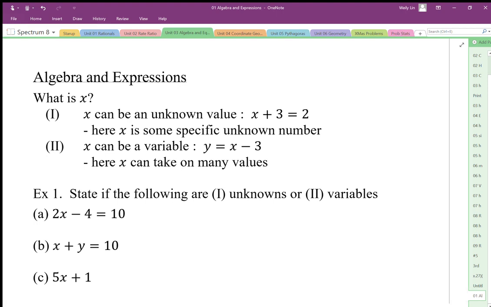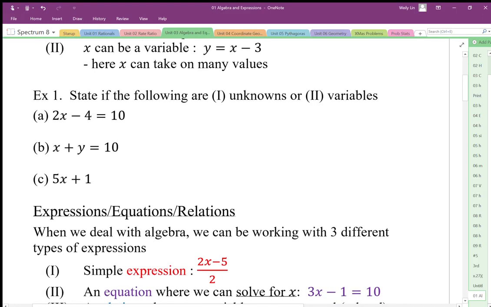So we want to start distinguishing between when we're dealing with an unknown and a variable. An unknown is something we can solve the number for. A variable is when the x can take on many different values. Okay, in this case, when x changes, y has to change with it. So x and y are actually connected, or they're related.